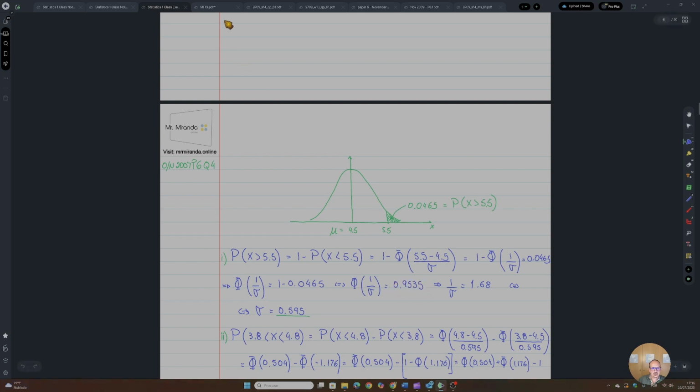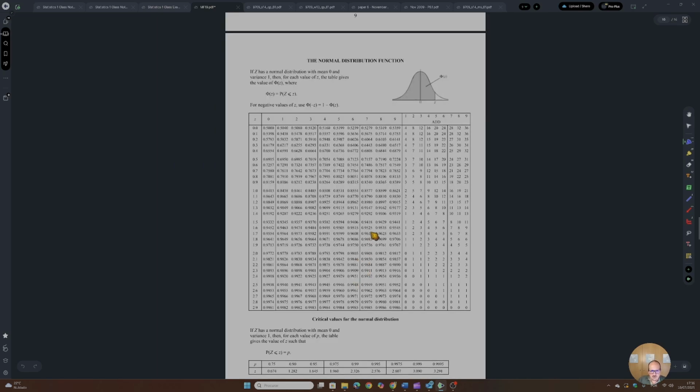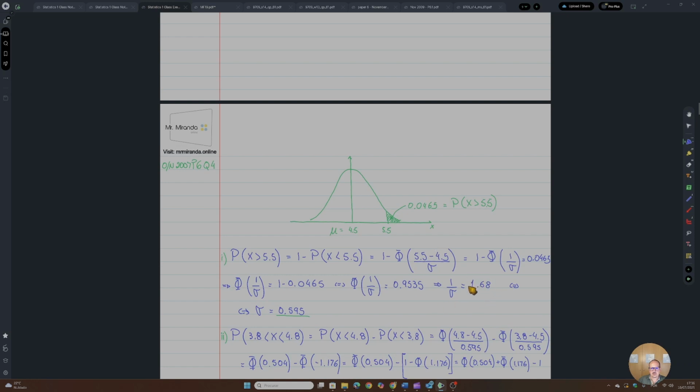Now you go to the table and find this probability, okay? It's going to be 1.68. So we're looking at 0.9535. Here it is, 0.9535, so that is 1.68. So the sigma, the standard deviation, is 1 over that, and here it is.